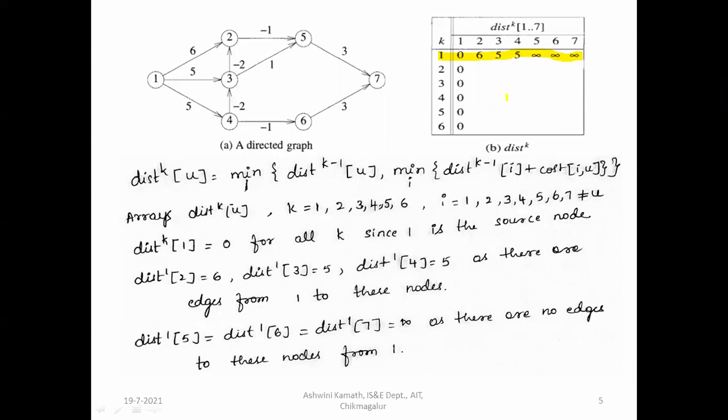So the initial value of distance k of u, that is for k equal to 1. I value will vary from 1, 2, 3, 4, 5, 6, 7. But that I value should not be equal to u. Depending on the value you are writing, it should not be equal to u. If you are writing for distance k of 1, the value of I should not be equal to 1. If you are writing for distance of 2, then the value of I should not be 2.